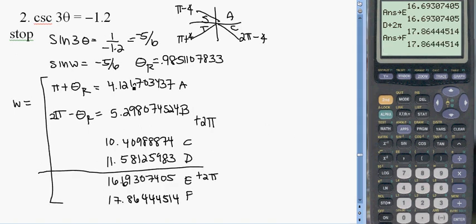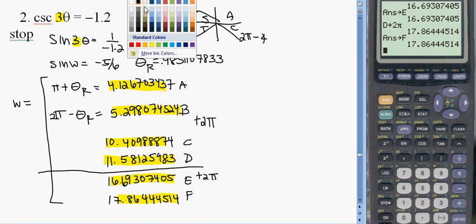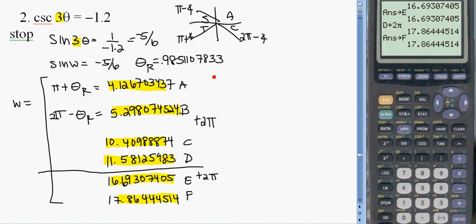So now here are my 6 angles. Obviously, not all of them are between 0 and 2 pi. But if I divide all of them by 3, because we have 3 theta here, I'll get my 6 answers that are between 0 and 2 pi. So all 6 of these needed to be divided by 3. I'm just going to do that off camera and write out the answers, and then that'll be the end of this video. To me, it'll take a couple minutes. To you, it'll be a second.